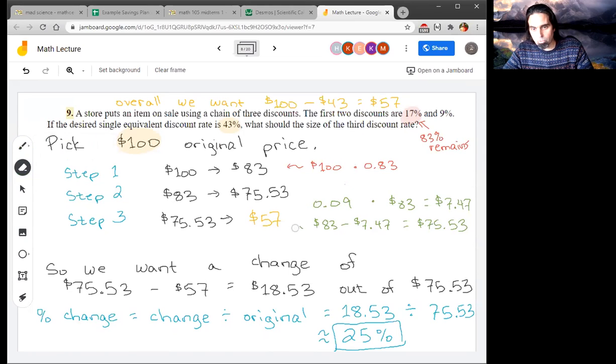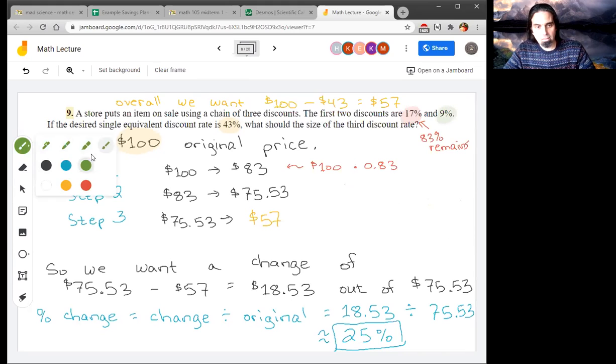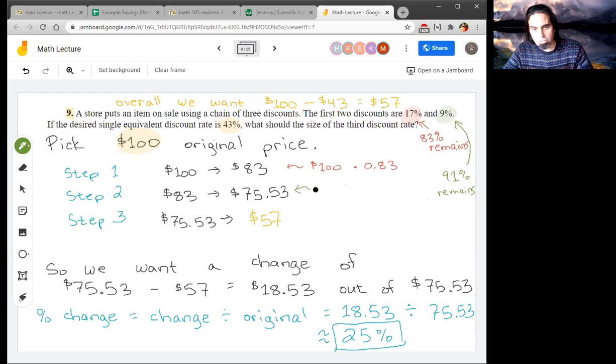And instead of all this green business for step 2, we could say that 9% off means that 91% remains. So this here is just our 83 times 0.91.